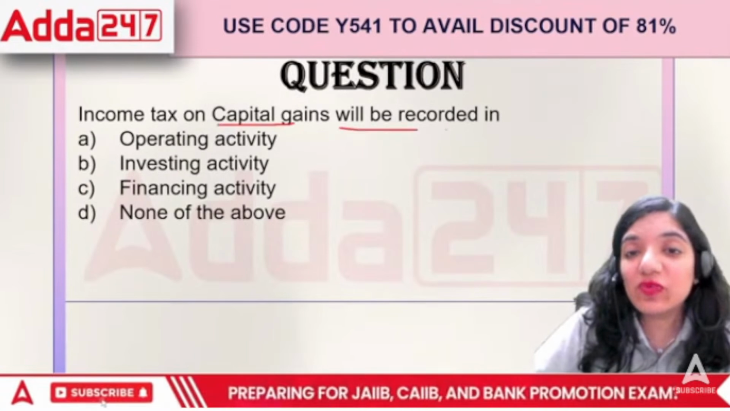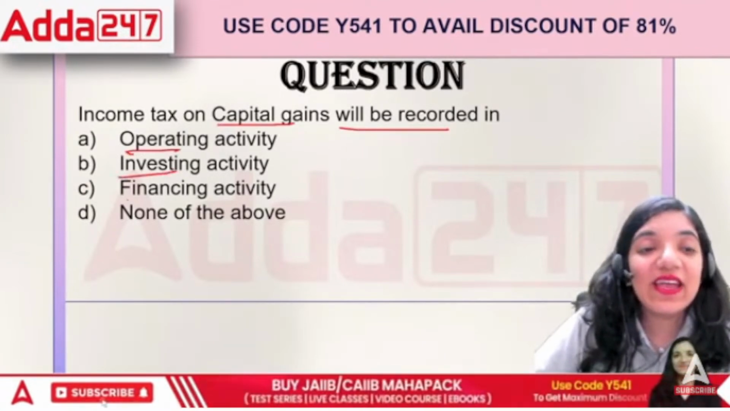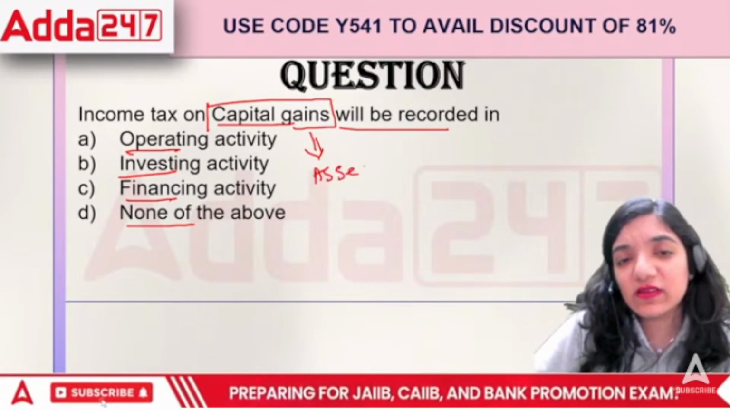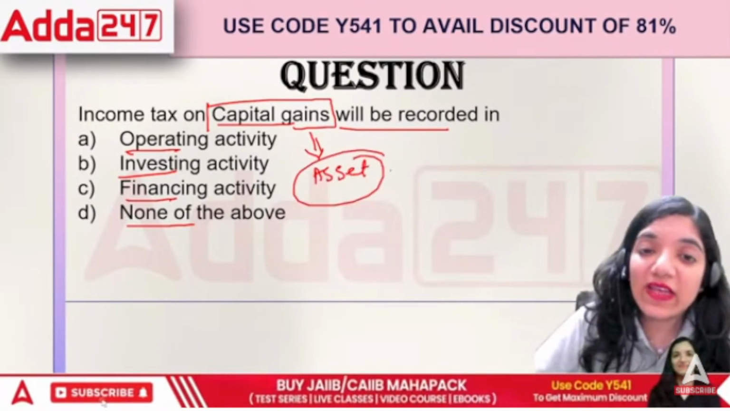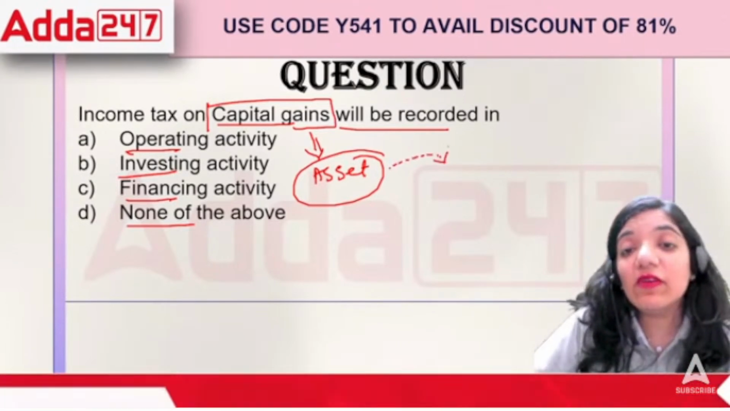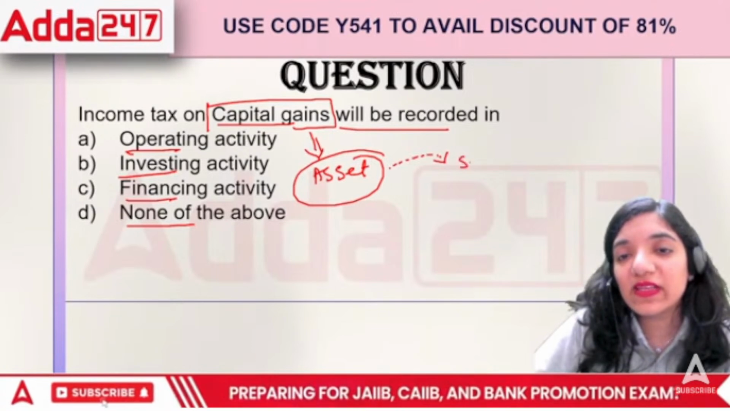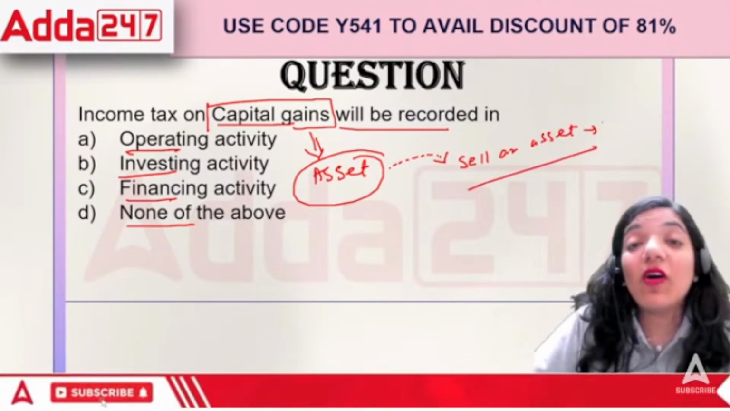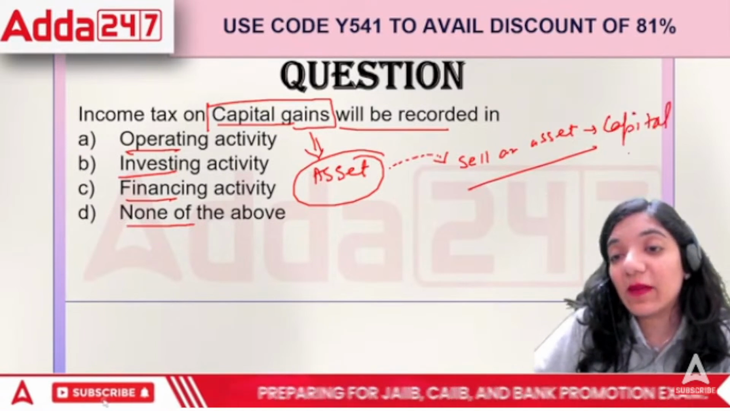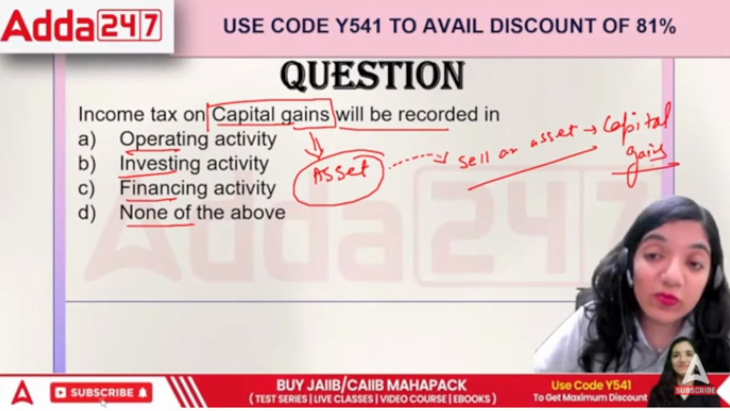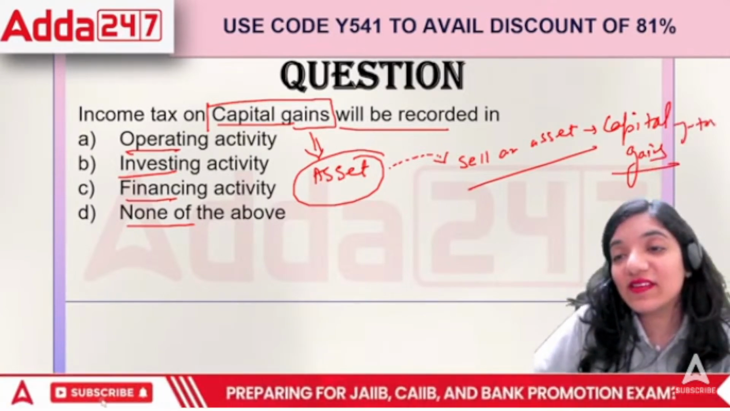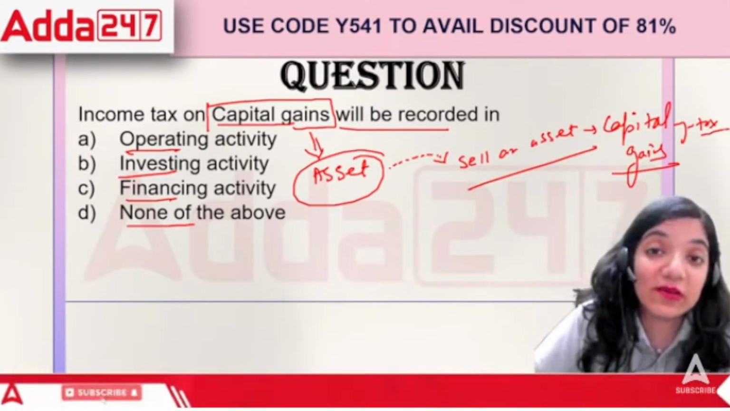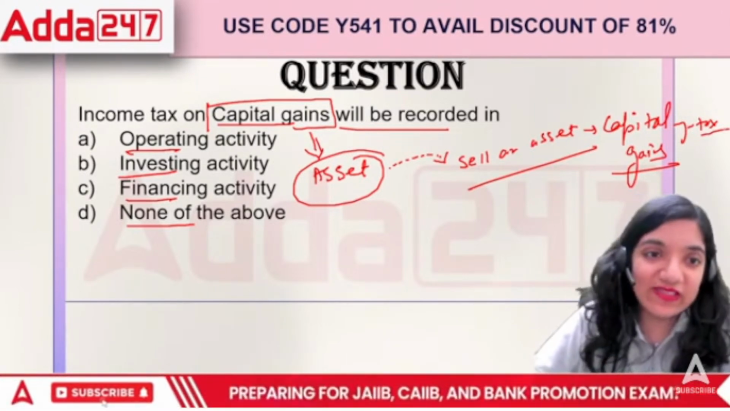Income tax on capital gains will be recorded in operating, investing, financing or none of the above. When we talk about capital gains, this means we have an asset and we would like to sell it. What will happen? We will receive money, and on that money we have to pay capital gains tax. We are not paying tax because we are working on a daily basis, but because we sold a particular asset and generated income. This is a special income, which can be positive as well as negative in an organization.